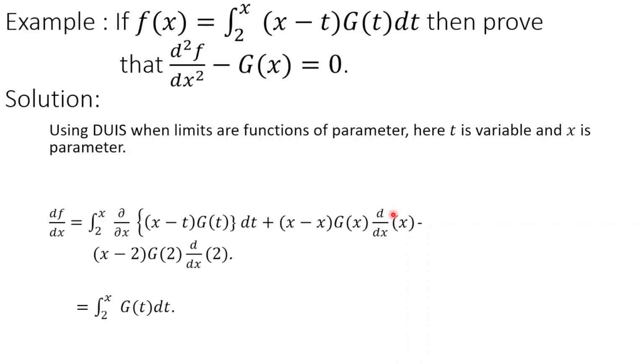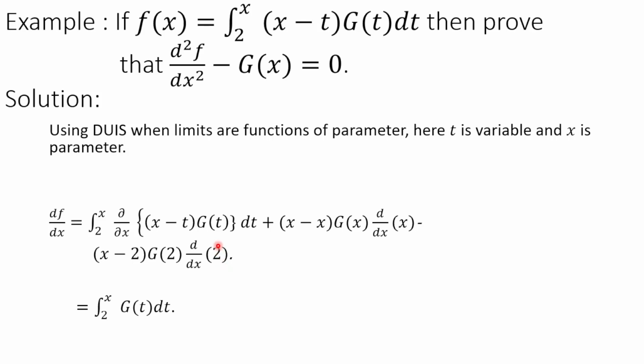Alright. Minus f of lower limit comma parameter. Parameter here is x. We are simply replacing t by 2 because lower limit is 2. So (x minus 2) g of 2, d by dx of 2.